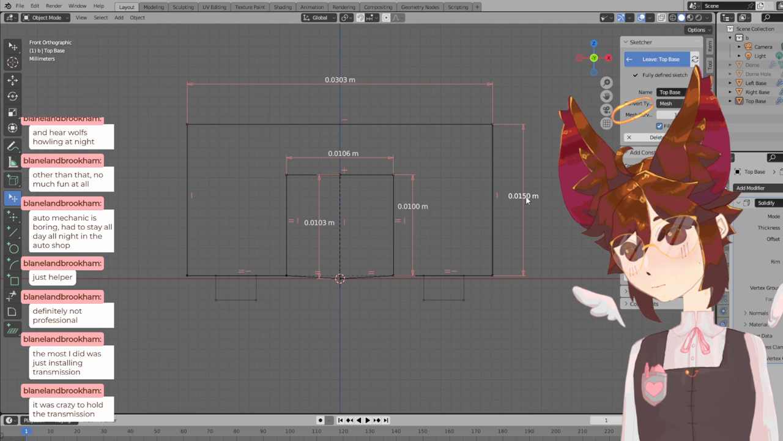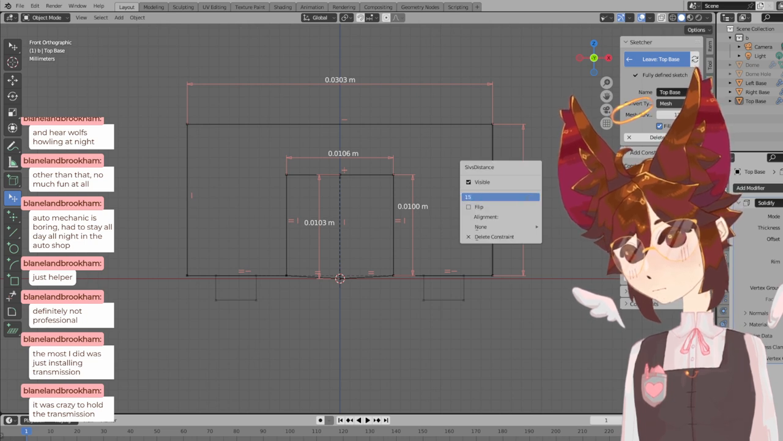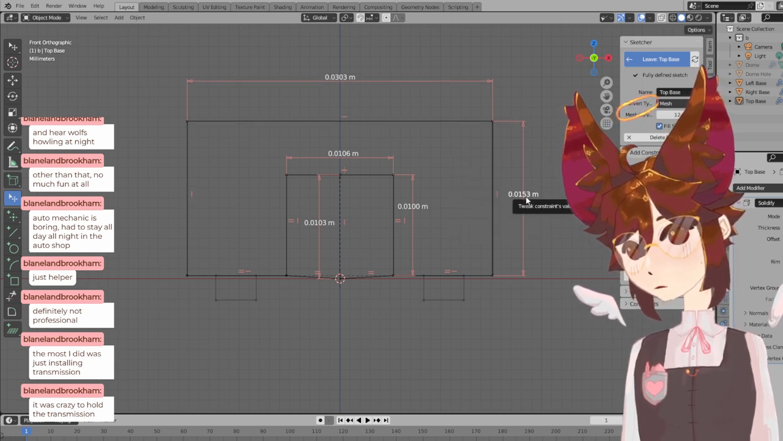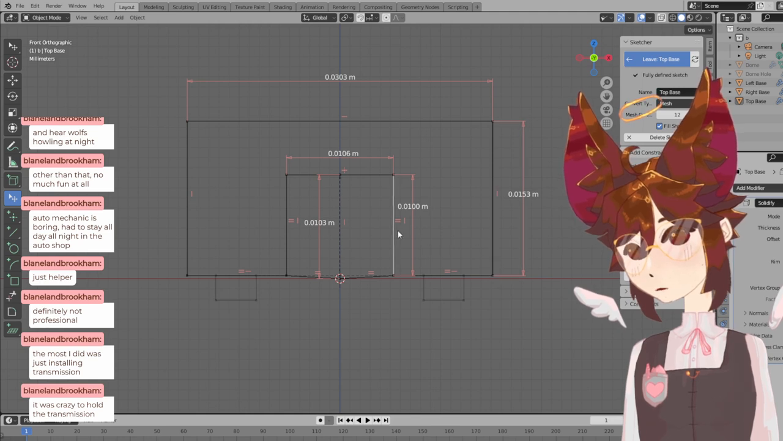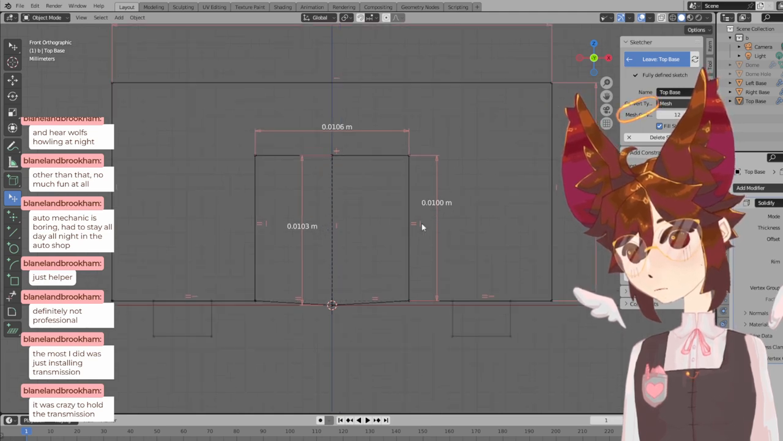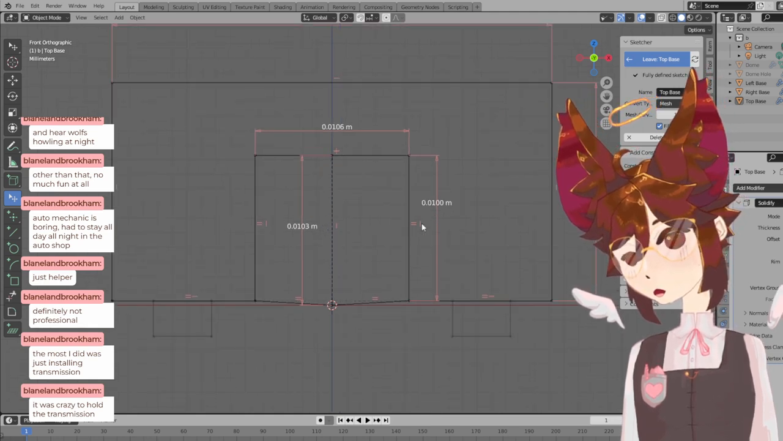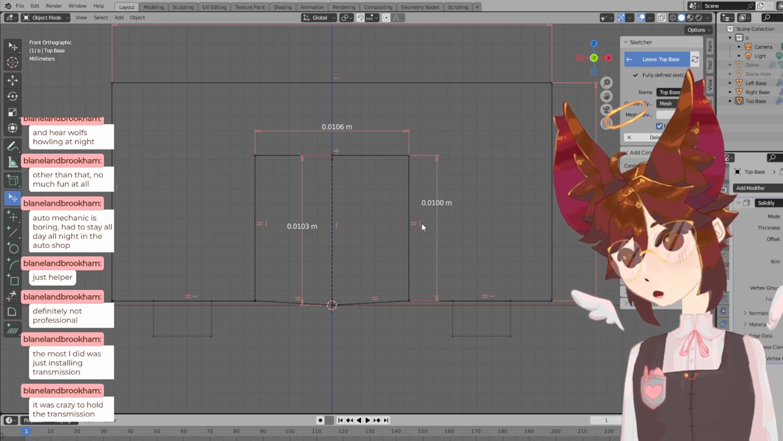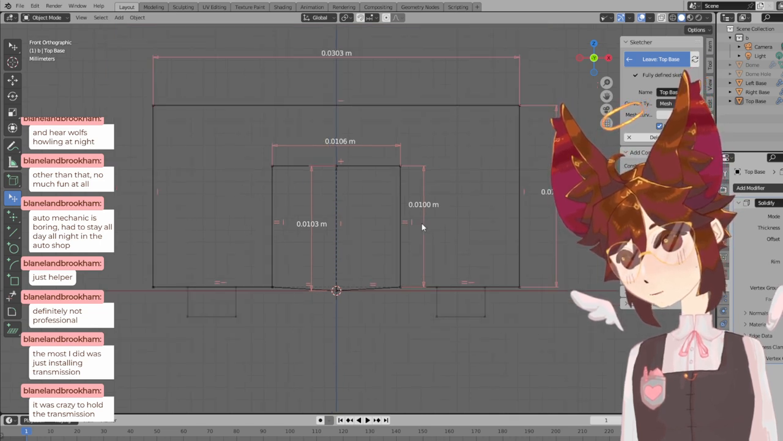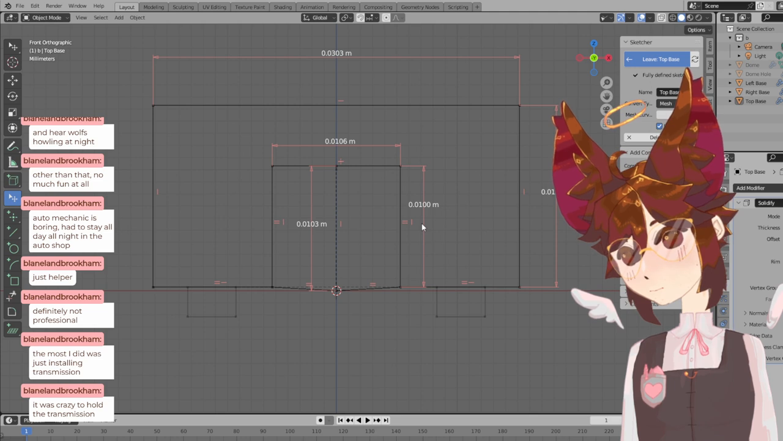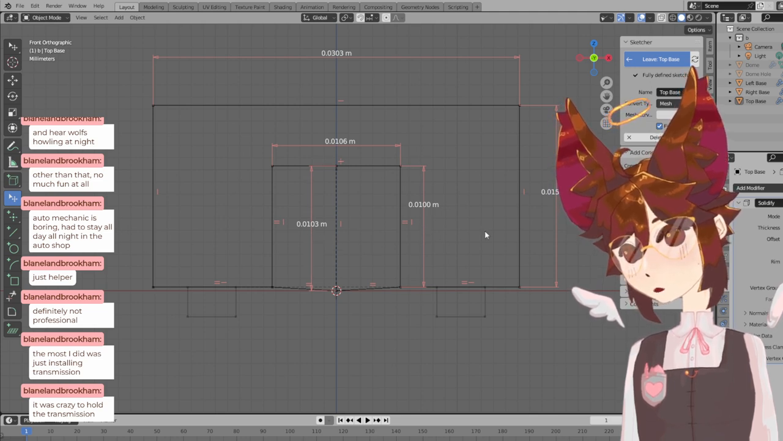Oh, this should be 15.3 millimeters. But then this should be down more. Oopsies. No, is that right? Oh, it's kind of tough to say. No, I set this one up with an offset. So that's right.